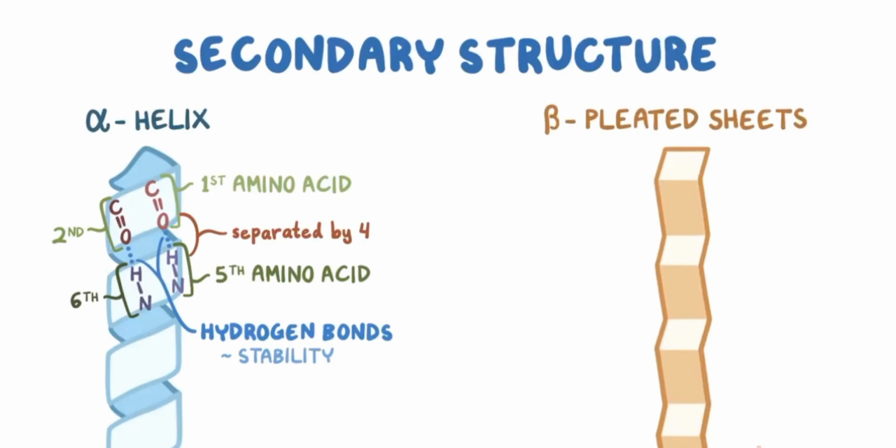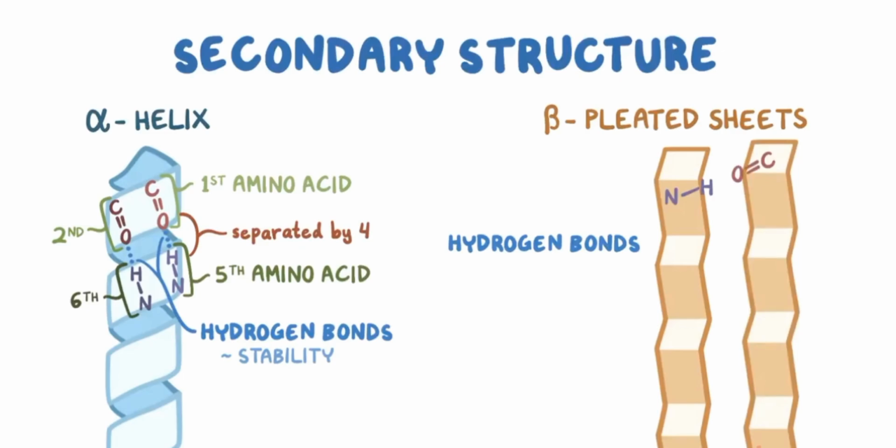Beta pleated sheets also rely on hydrogen bonding, but slightly differently. Imagine a neatly folded piece of paper. In beta pleated sheets, hydrogen bonds form between the NH on one flap of paper and the CO on another flap of paper, and these bonds almost hold or glue the sheets together. That makes beta pleated sheets really stable as well.